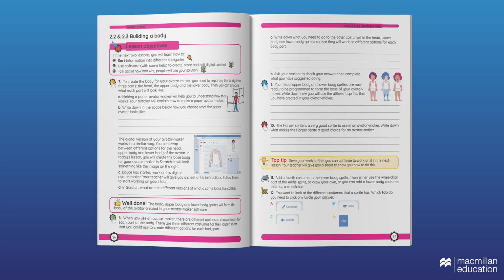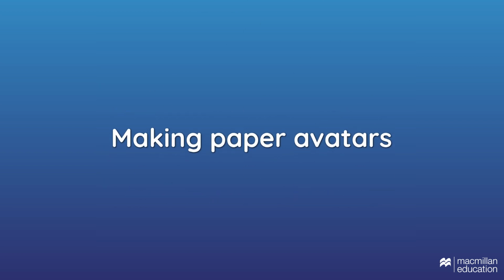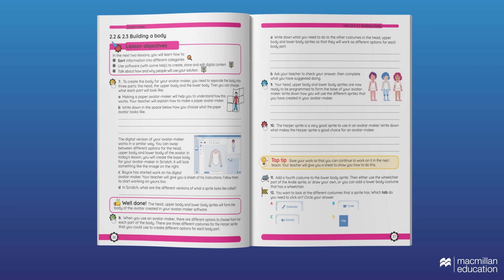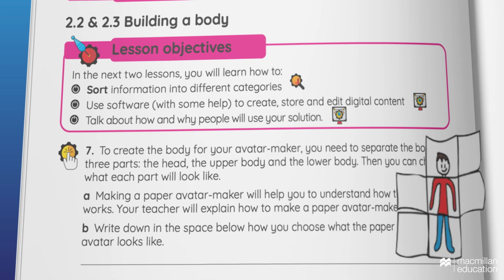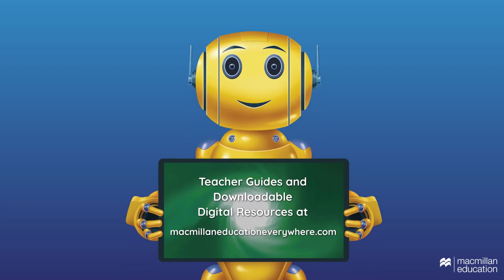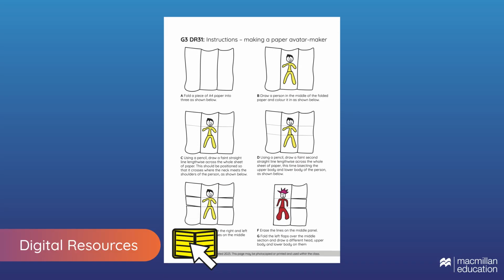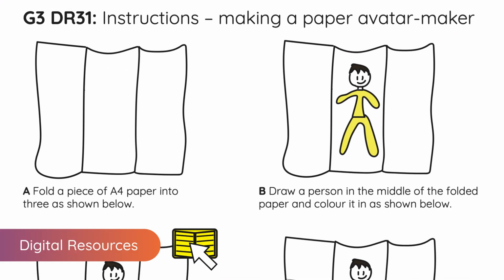And we know that avatars are really important because it's a representation of a particular person. If you look at this little section at the top, you can see a little icon that tells us this activity is related to paper avatars. To complete this activity though, you will need to look at the digital resources and download the appropriate instructions. Here is the example of the instructions that you can download, very clearly laid out with steps, explaining what they need to do.